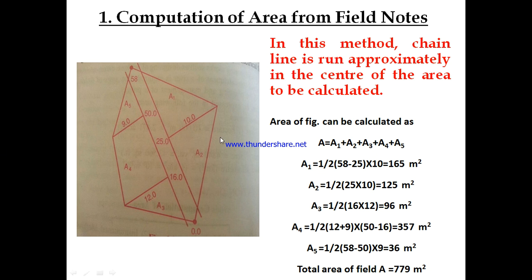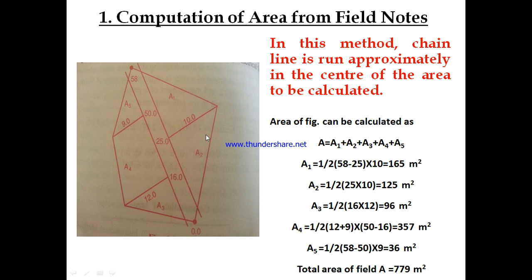So here height is the offset value, because we already know that offset is making 90 degrees, or offset is always perpendicular to the main base line. So we can apply here 1 by 2 base into height. And what will be the base here? Base will be from here. If I am starting at 0 0, then this length is 58 up to here, and this one is 25. So 58 minus 25 will give me the length of the base I want to consider here, and the height is 10 meter. So 1 by 2, 58 minus 25 into 10 is the area for A1.